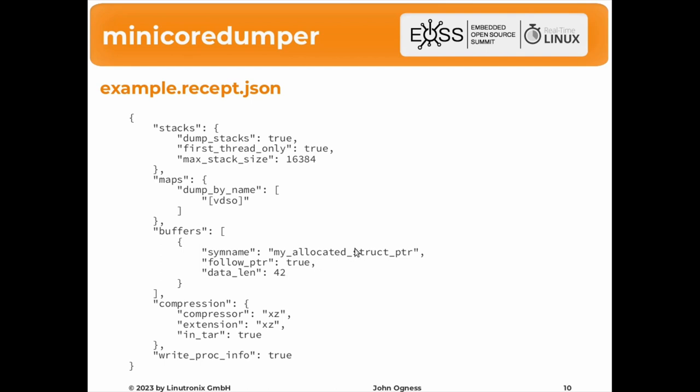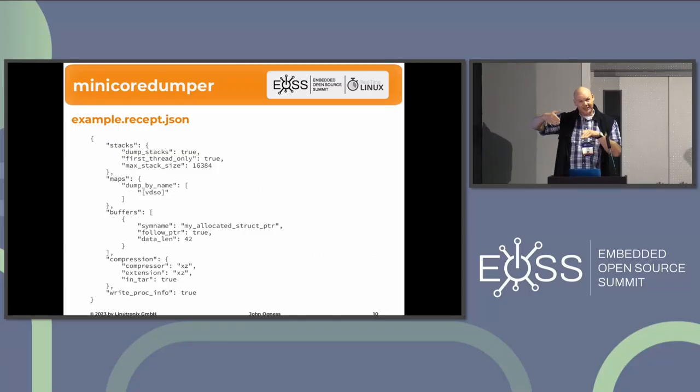And it also supports if this symbol is a pointer. So in this case, I'm saying that this symbol is a pointer, which means it's not going to dump 42 bytes starting at that symbol. It's going to treat that symbol as a pointer. It's going to resolve that address and then dump 42 bytes from there, right? Because sometimes we have a pointer to a struct, and the pointer is the thing you can get to and not the struct. So you need to go to the pointer to get to the struct.